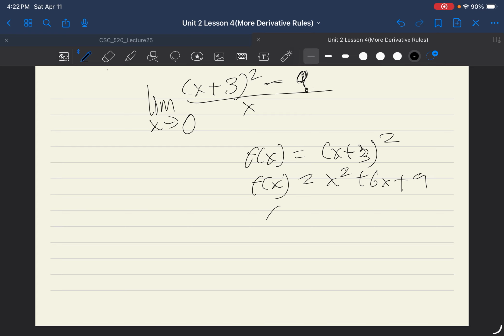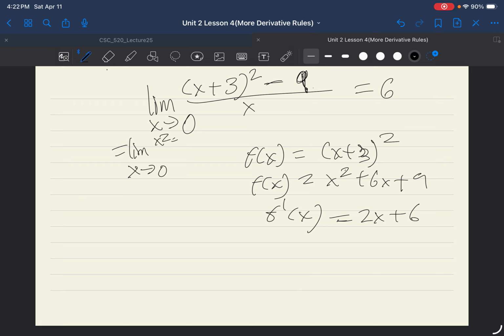I know that. So if I just derive that, 2x plus 6, and then I plug in 0, this will evaluate to 6. Excuse me, I think I did this one wrong. Let me just redo it for you all.